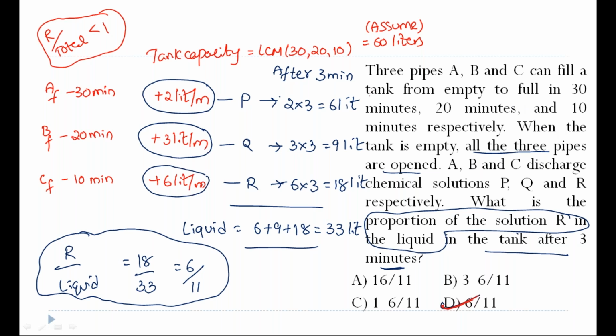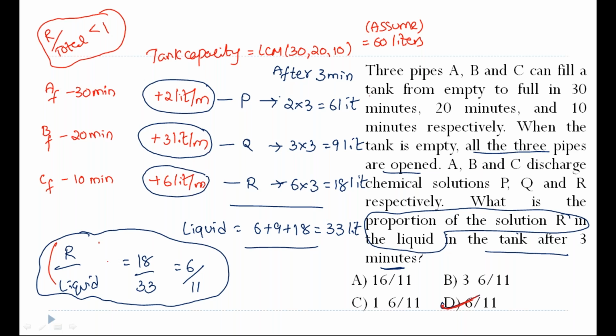Yeah, Jahnavi, see that. Pipe A is filling 2 liters per minute. Pipe B is filling 3 liters per minute. Pipe C is filling 6 liters per minute. Is it clear, Jahnavi, up to that point, as basics? The question is, all pipes are open for 3 minutes. What is the R liquid out of the total? R chemical out of total. We have 3 different chemicals entering into the tank, P, Q, R. Now here, what is the R out of total after 3 minutes?